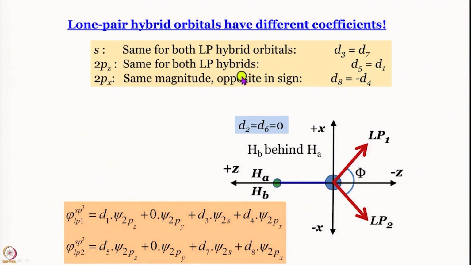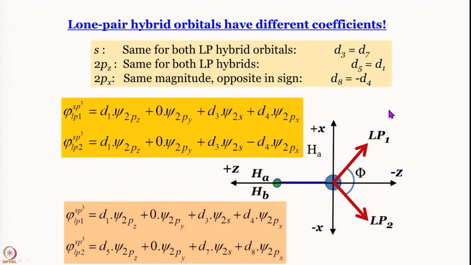Here the thing is that each of the p orbitals involved makes equal contribution to both the orbitals, because they are symmetric. Look at this z axis, look at the hybrid orbitals. The contribution of Pz here will be same as contribution of Pz here. Look at the Px orbitals, the only difference is that contribution of Px will be positive for LP1, and negative for the other, but magnitude has to be same. So, we can write d8 equal to minus d4, d5 equal to d1, d3 equal to d7. So, this is what this pair of equation becomes.